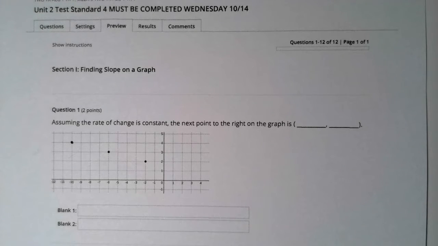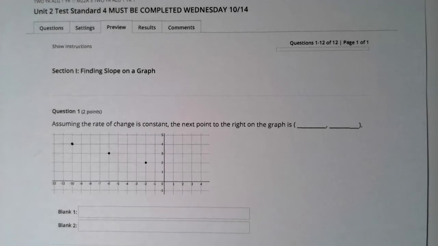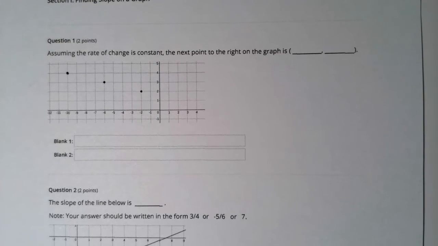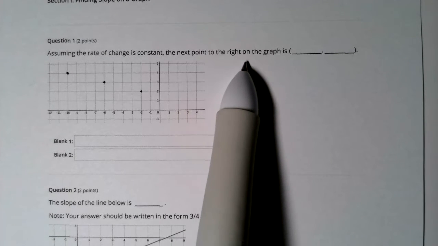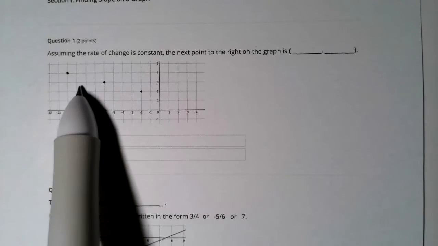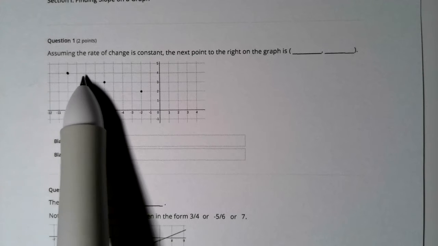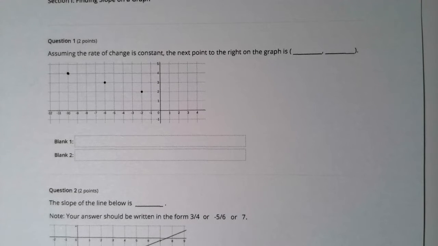We're going to look at the solutions for the Unit 2 test section by section. So the first section was finding slope on a graph. And the first question was: assuming the rate of change is constant, the next point to the right on the graph is blank. We're looking for an ordered pair here. You can see that we have a point here, here, and here, and we want to know what is going to follow in the pattern to the right. So you need to look at rate of change or slope on a graph.